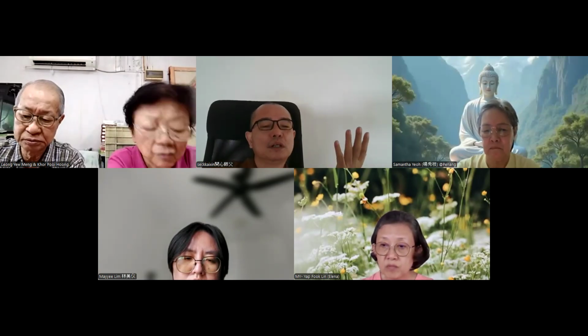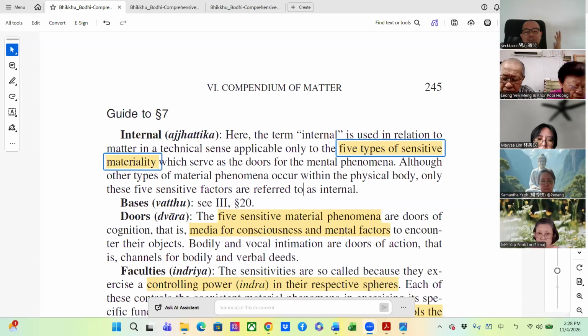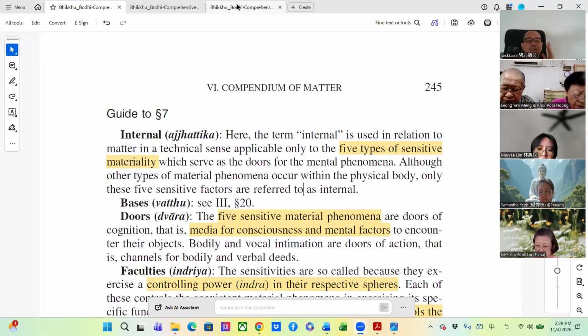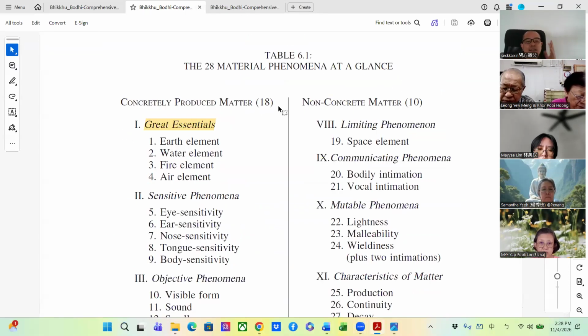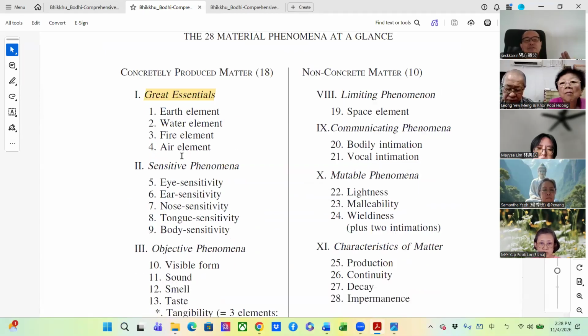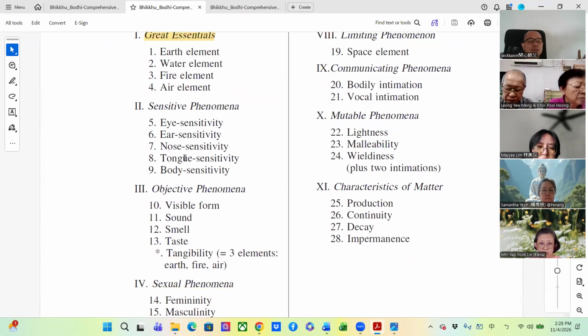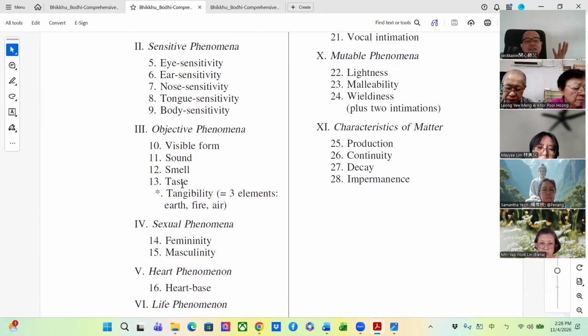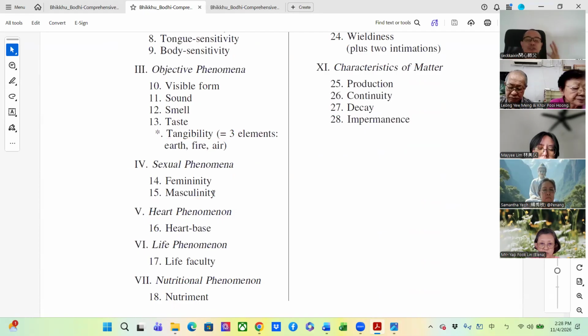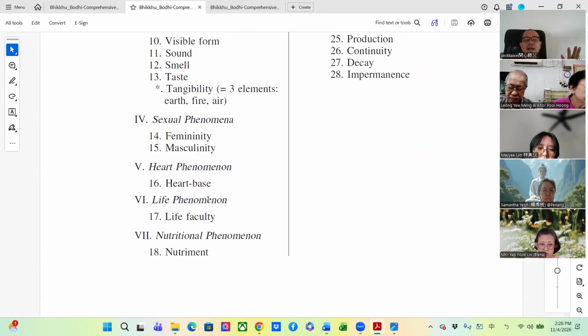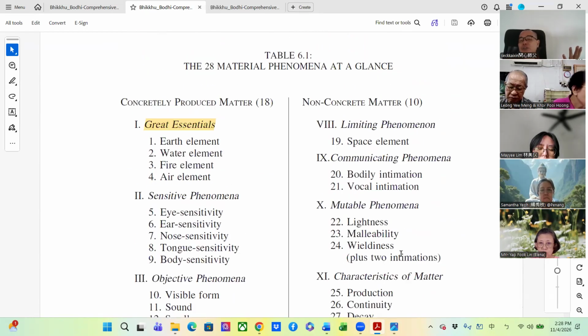In order to make sure you thoroughly understand, we go through a little bit. Let's see. You see eye, ear, earth, water, fire, air. Of course, they are not the door. And then this is the objective world. It's not the door. The sexual phenomena, of course, no. They are not the door. Then nutrient, heart base, all of these are not the door. Easily understandable. Makes sense?